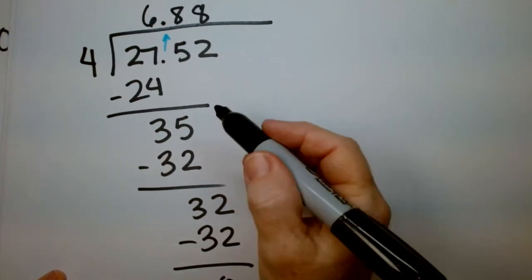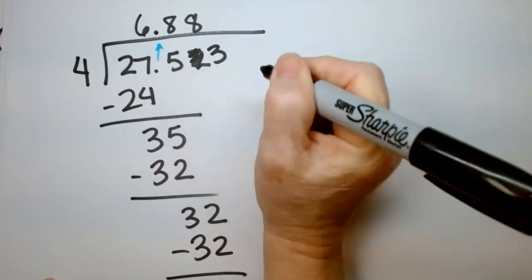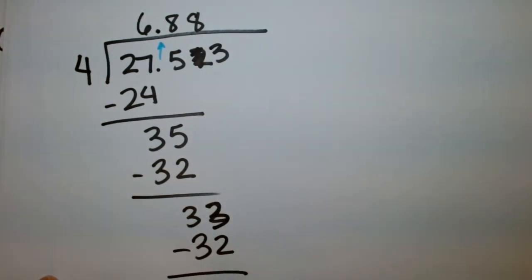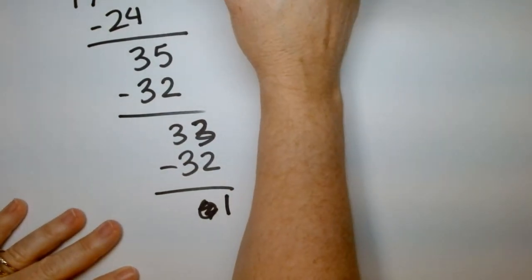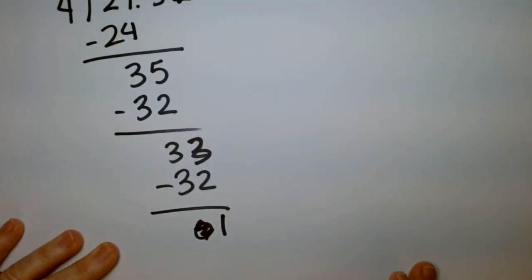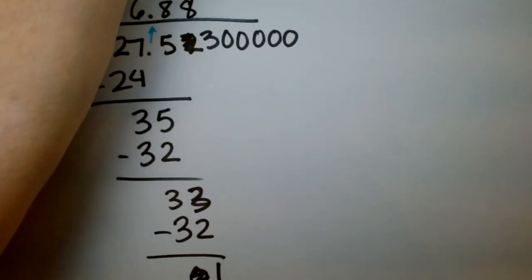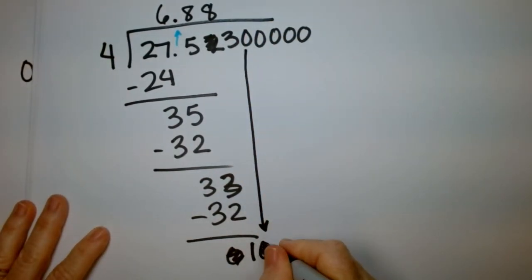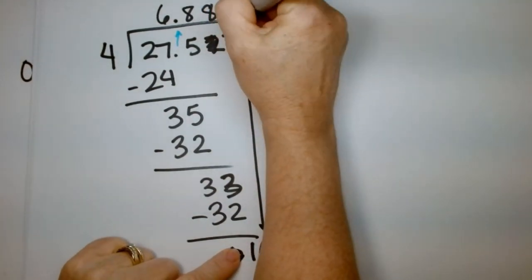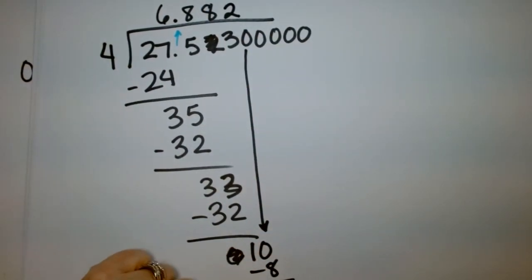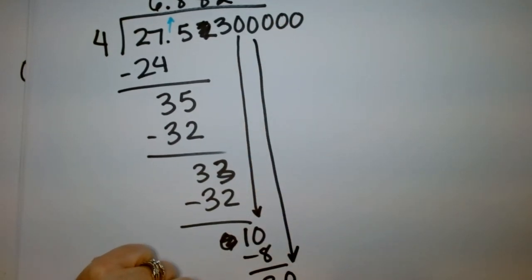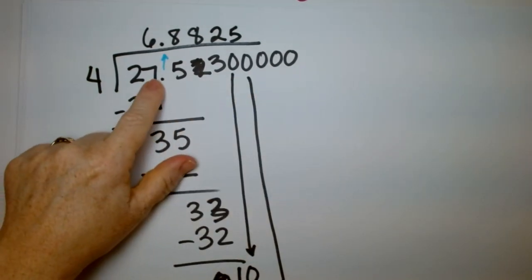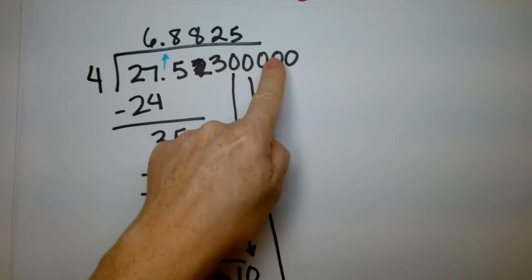Somebody's asking, what if this had been like a 3? Okay, good question. If that had been a 3, then I would still have an 8, but I would have a 1 left over now. And then I have as many zeros as I want right here. So I can drop that 0 down to make a 10. 4 goes into 10 2 times, and that's minus 8. Now I have a 2, and then I drop the next 0 down, and that's a 20. And that goes in evenly. So you can add as many zeros as you want. The decimal point doesn't move, it stays there. And you just keep getting more and more digits past the decimal point.